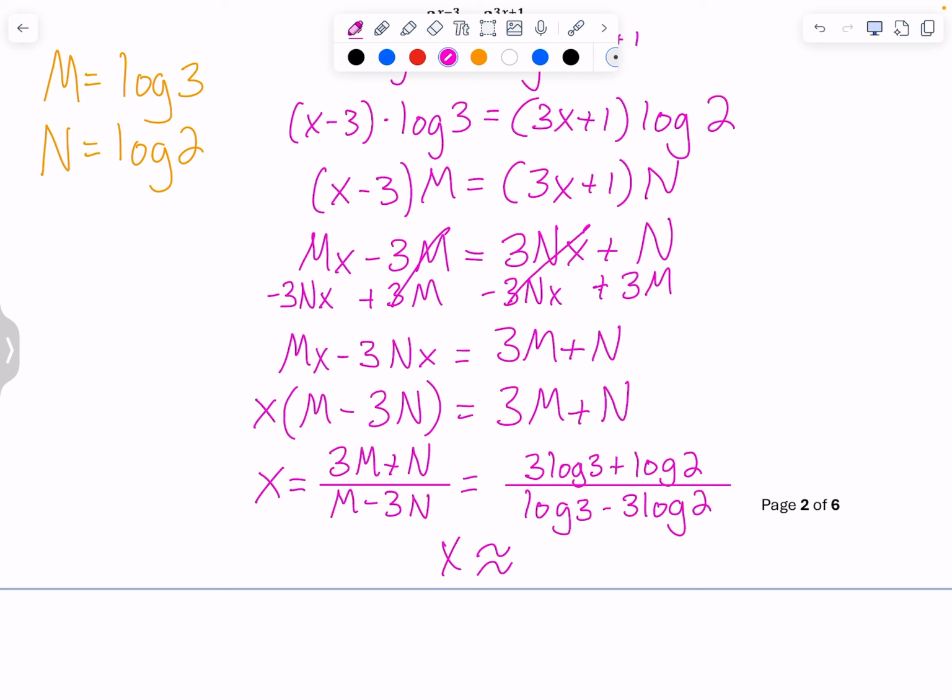Do you see why I used m and n? It just makes it easier to write down. That's it, yeah. And I don't overwhelm myself.